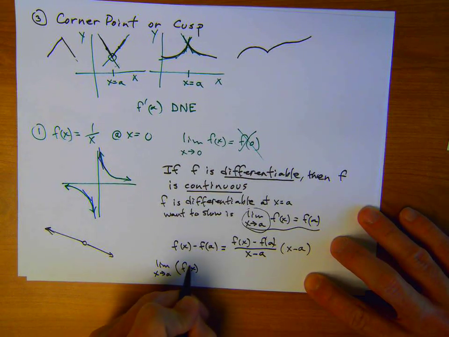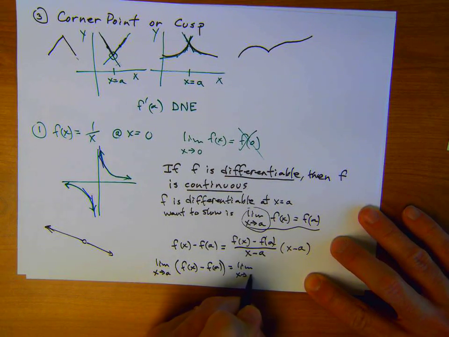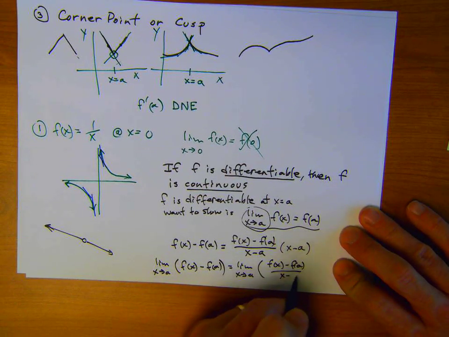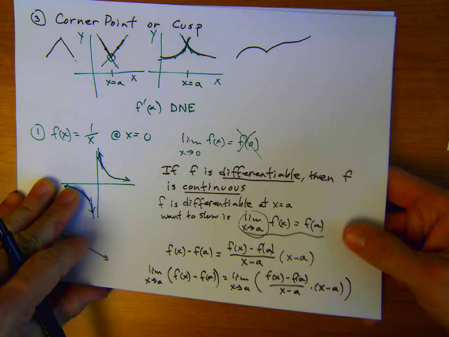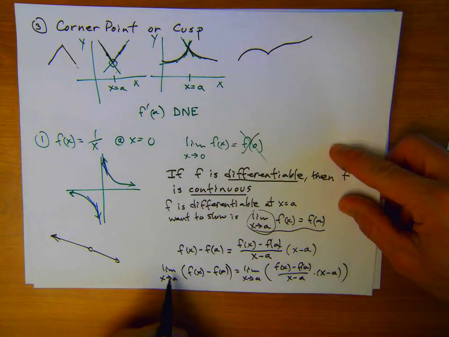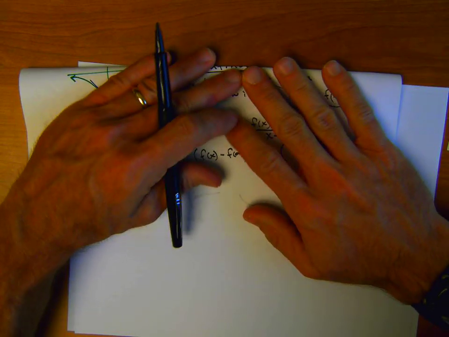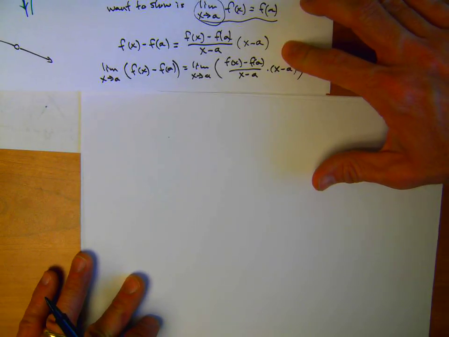So this is this whole thing over here, and then this whole thing over here times x minus a. Okay, now remember that the limit of a difference is the difference of the limits, as long as we know that those limits exist. So let's pick it up from where we were.